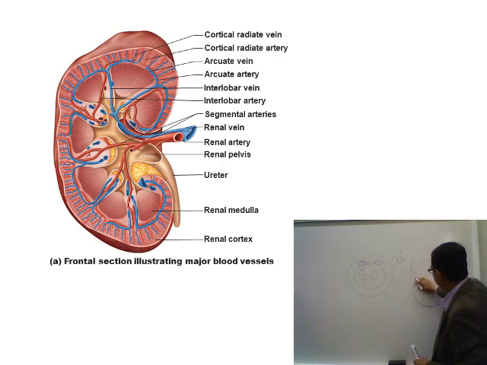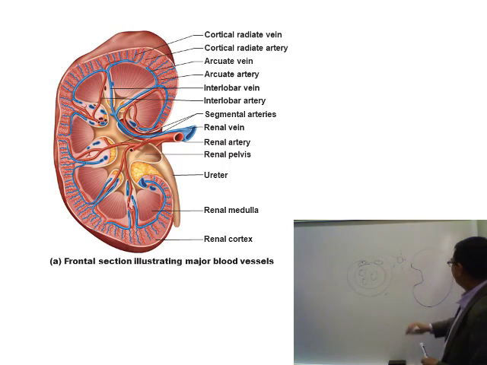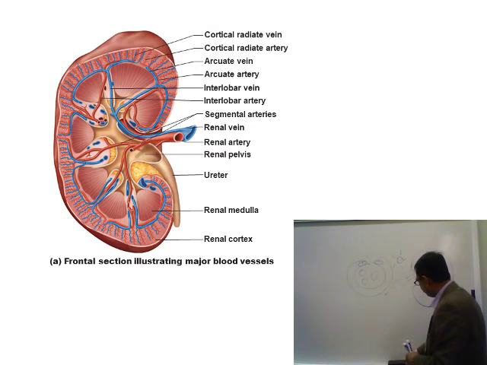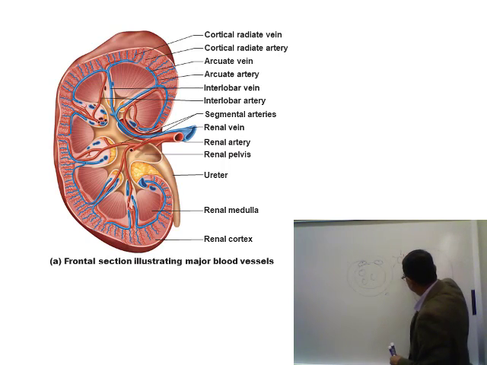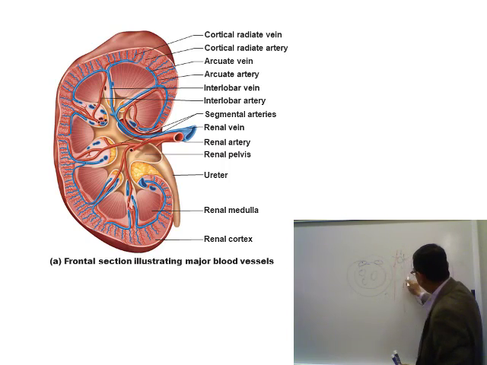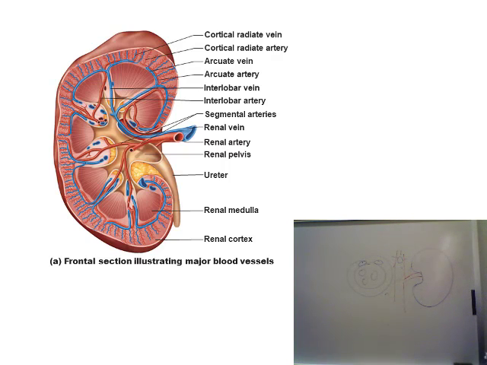This is not very good picture. Let me try to make it beautiful. Anyway, so not yet. Okay, so this is the hilum. Okay, so renal artery. This is the abdominal aorta. Okay, and you know that from the abdominal aorta, all of you already know, renal artery enters into the kidney.